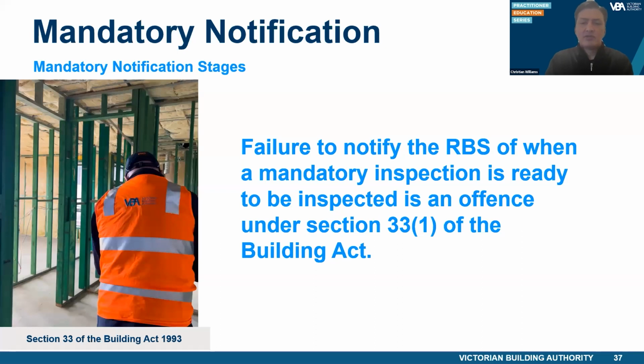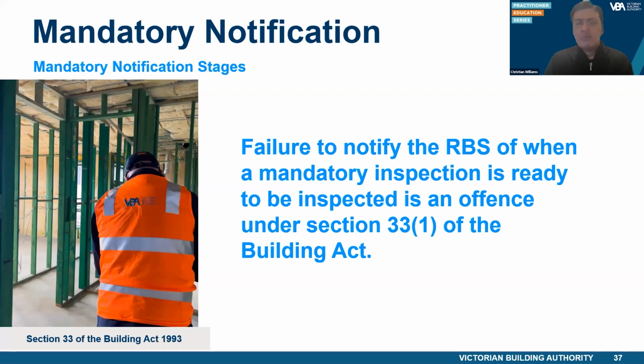Section 33 of the Act requires that where the relevant building surveyor becomes aware that the builder has not notified them and was directed to stop at a stage, the RBS must notify the VBA. Failure to notify the RBS of a mandatory inspection is an offence under the Act.